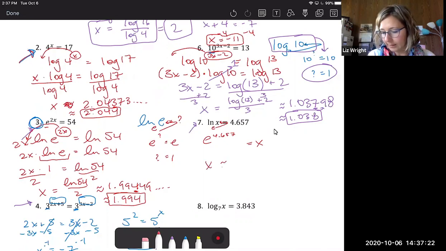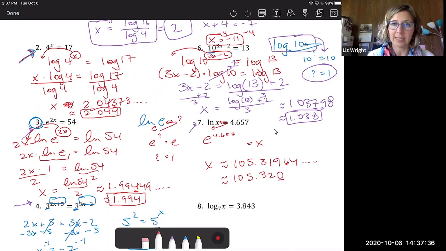And I got x is approximately 105.31964, and it keeps going. So we're going to have 105.320. Make sure that 0 is on there, because that again indicates to your audience that you rounded to the thousandths place, and that you needed to put that 0 on there because it rounded up.